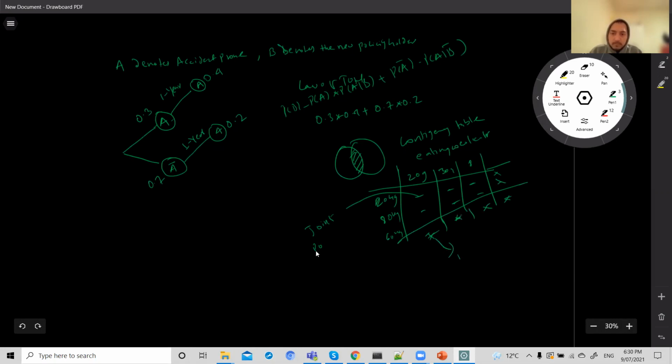And here we had the result, the output total. This one is what we call the marginal. At the bottom we have this. This is called marginal probability.